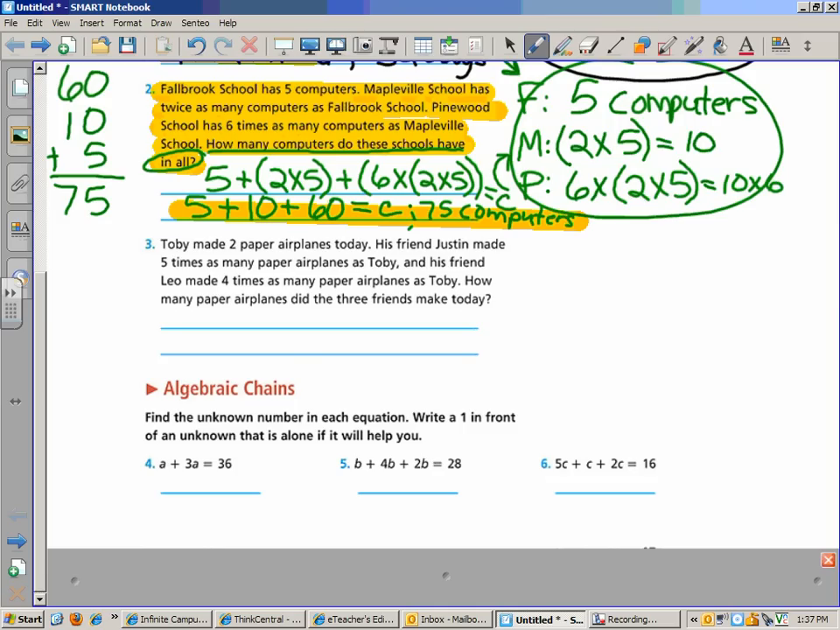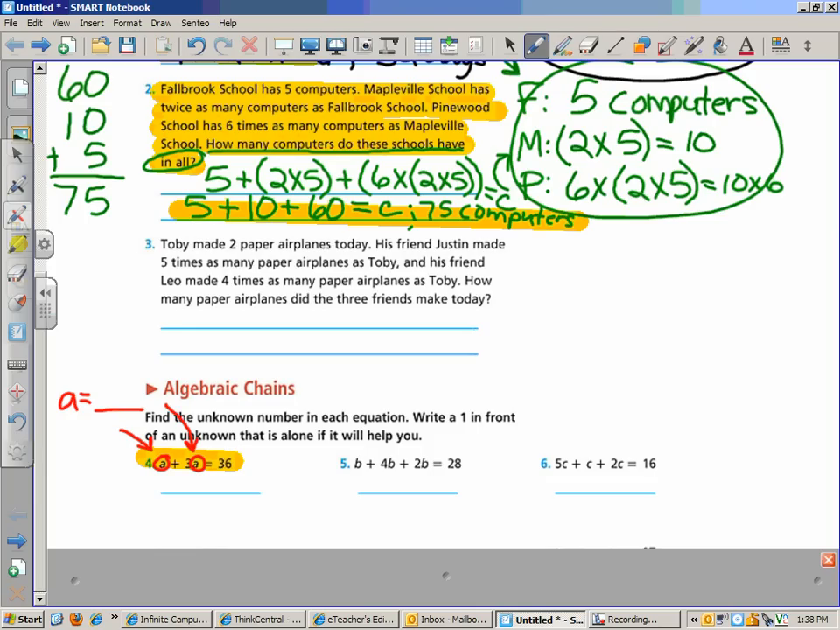So what we're going to do is find the unknown number in each equation. We can also write a 1 in front of an unknown that is alone if it will help you. All right, so this first equation that we have here is a plus 3a equals 36. When we have a variable like a here, it's the same variable. That means in this equation, a is going to equal the same number. Whatever we find a to be, it's going to fit here and it's going to fit here.